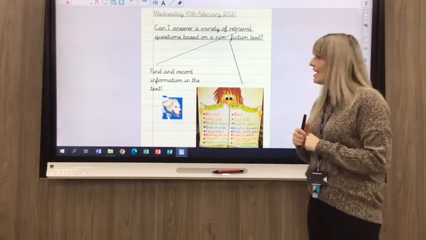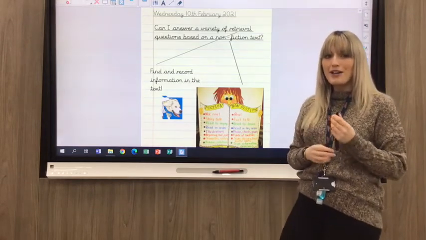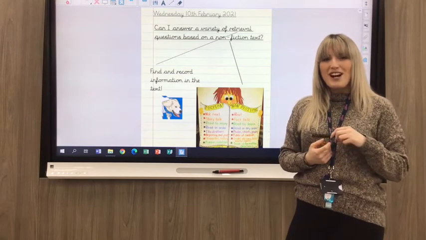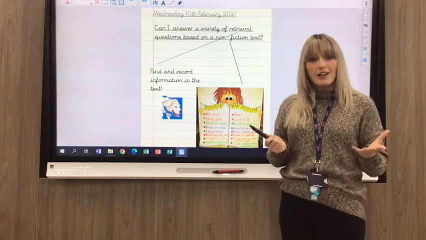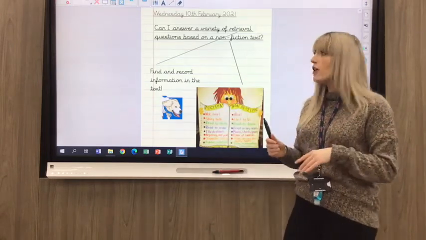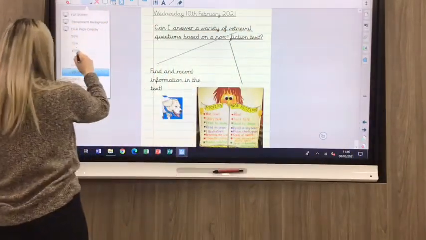The other word then is non-fiction. I wonder if you can remember what non-fiction means. Well done if you can. So non-fiction means it's real. Okay, so when we look at a text, it can be fiction or non-fiction. I'm just going to zoom in so you can see my picture a little bit better.